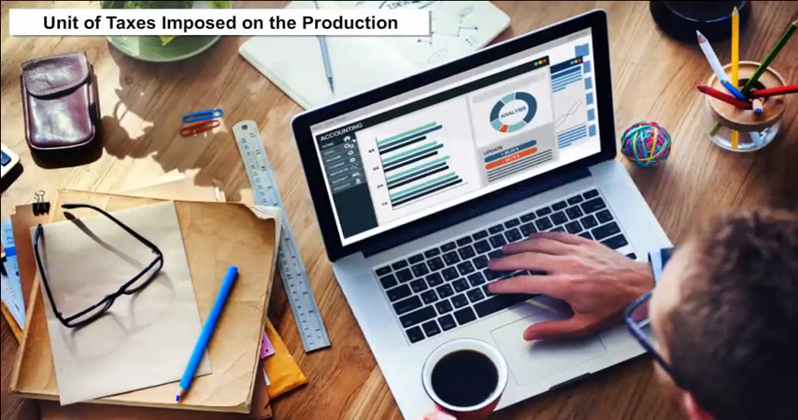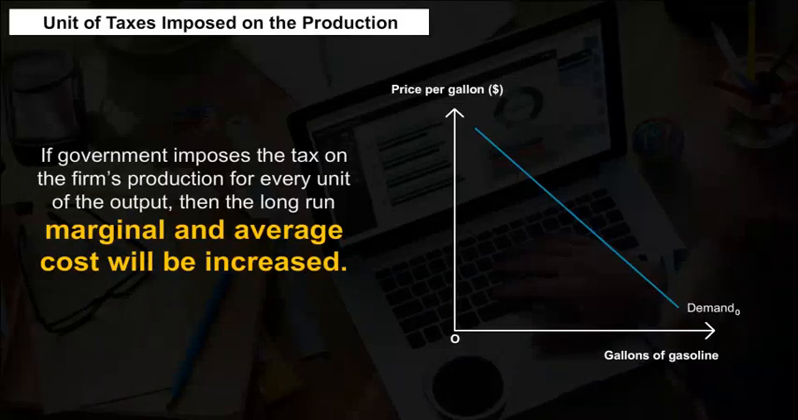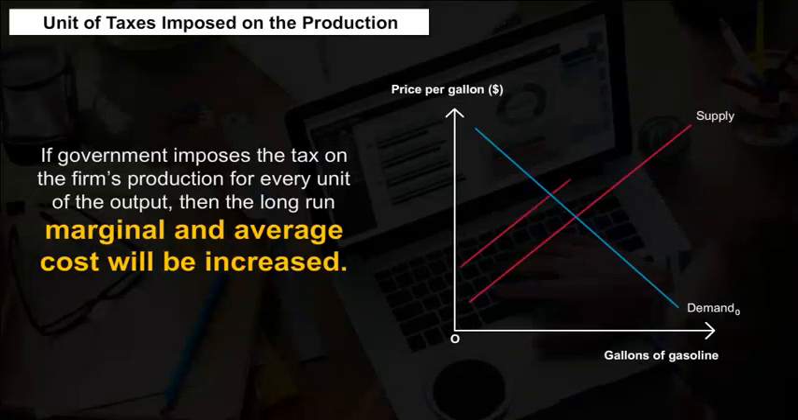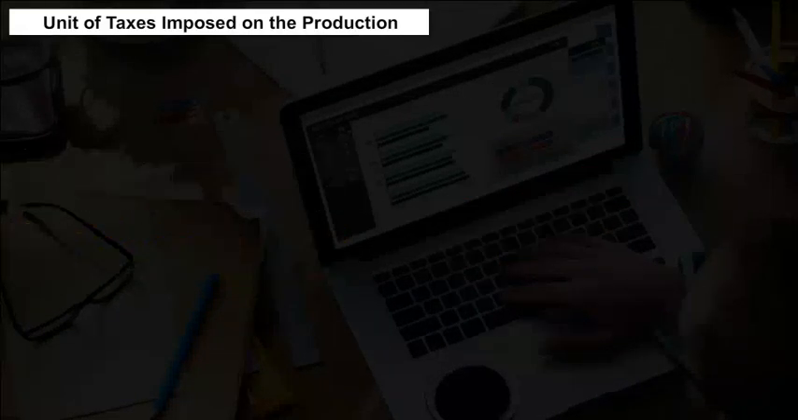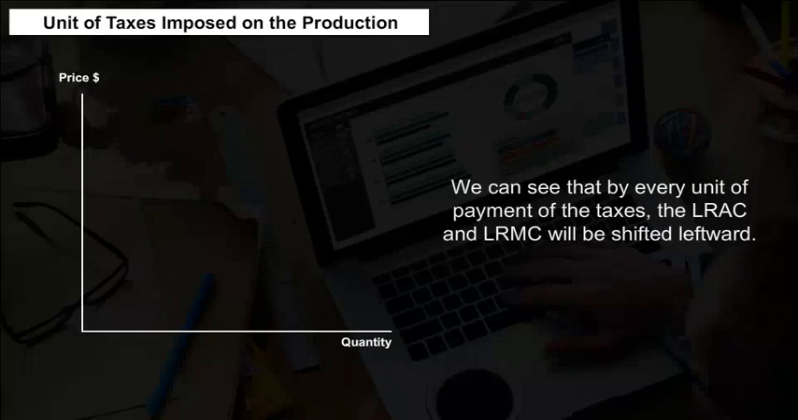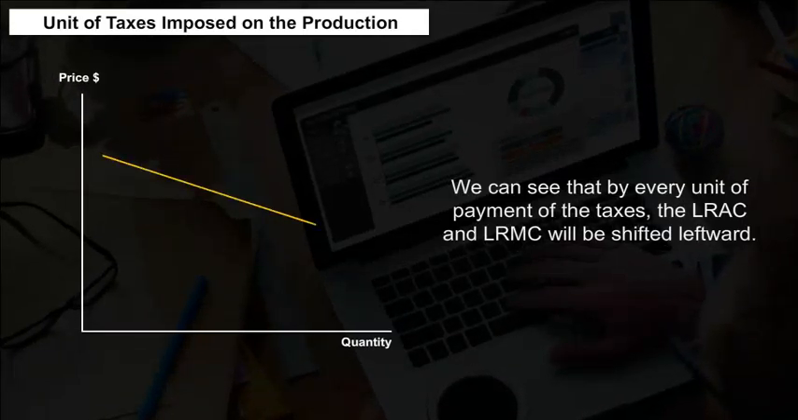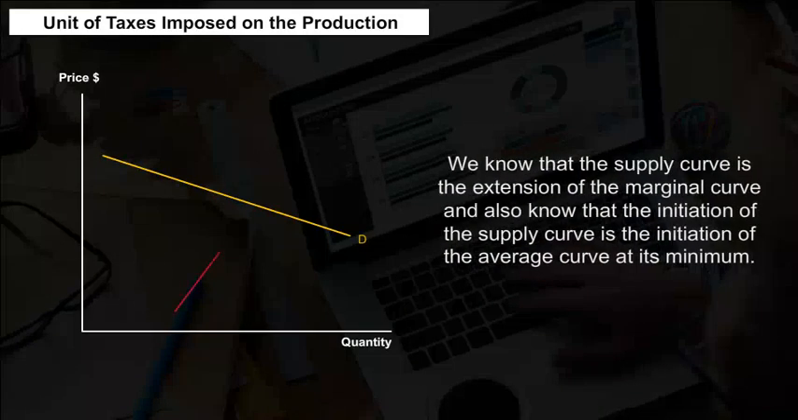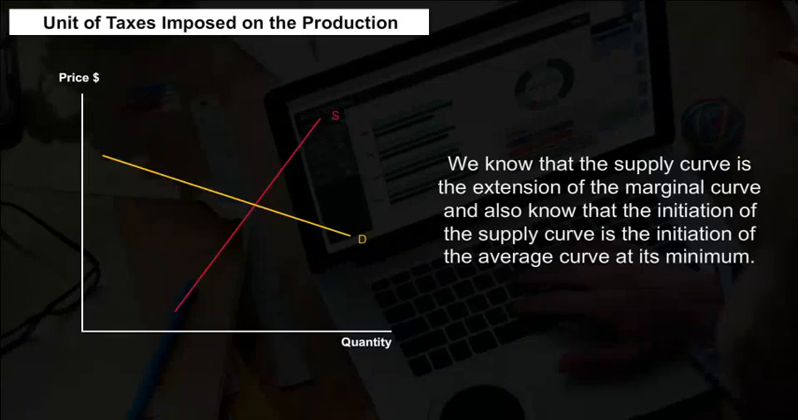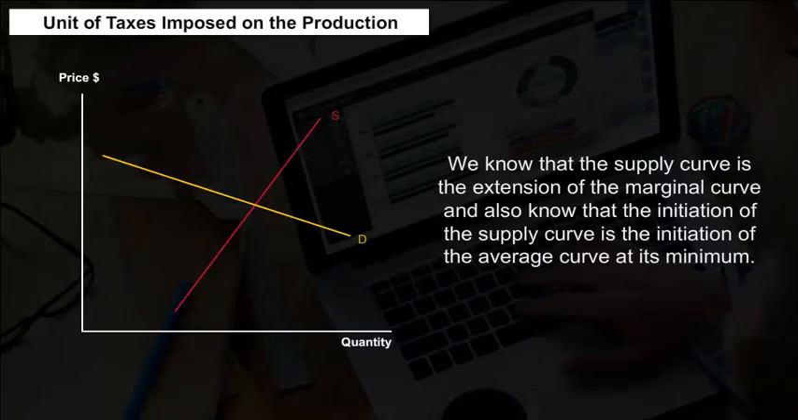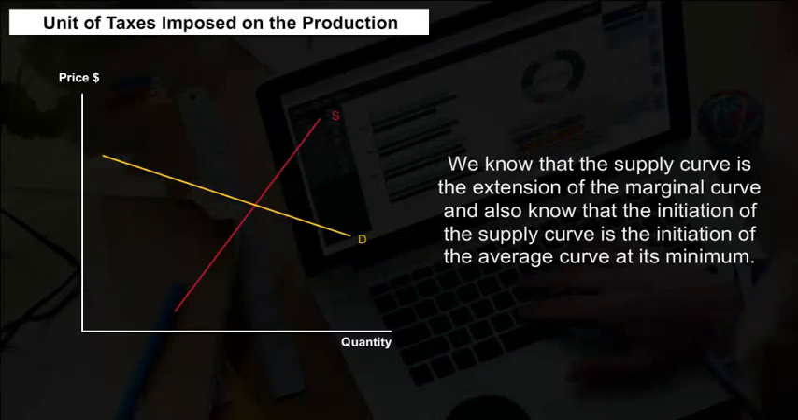Unit taxes imposed on production. If the government imposes a tax on the firm's production for every unit of the output, then the long-run marginal and average cost will be increased. We can see that with every unit payment of the taxes, the LRAC and LRMC will be shifted leftward. We know that the supply curve is the extension of the marginal cost curve, and also that the initiation of the supply curve is the initiation of the average cost curve at its minimum.